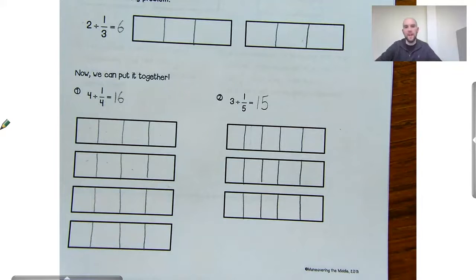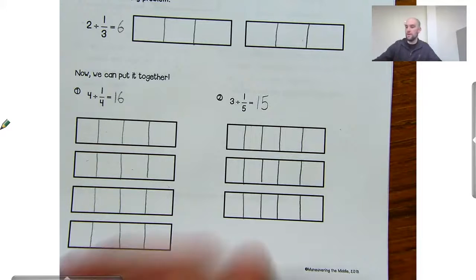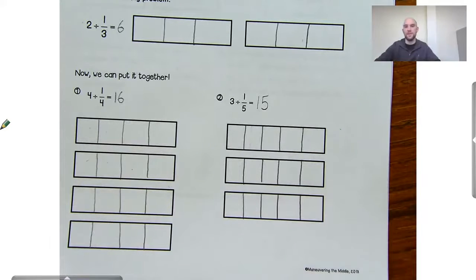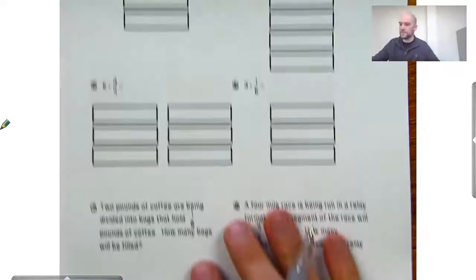Now you might start to see a pattern here. 4 divided by 1/4 is 16. 3 divided by 1/5 is 15. Well, 4 times 4 is also 16, and 3 times 5 is also 15. So when we divide by a fraction, we're going to end up with a larger number a lot of the time here. So we'll continue to look at that trend as we do a couple more problems.